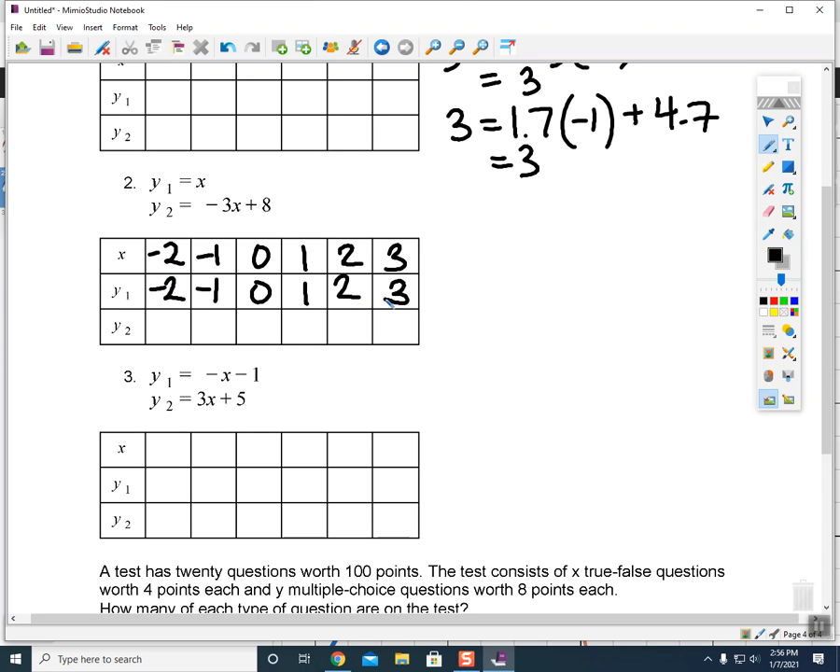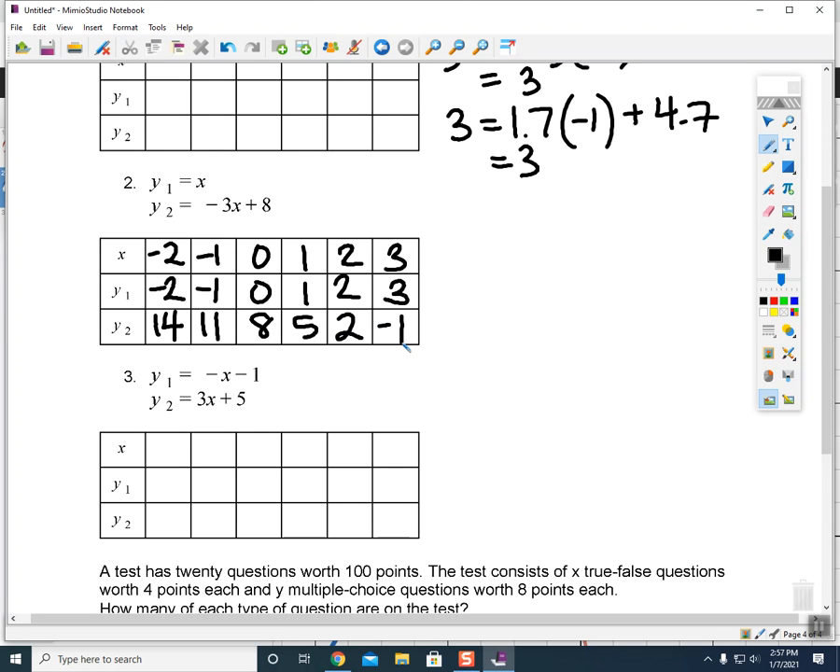Second equation is -3x plus 8. So when x is -2, I would have -2 times -3, which is a positive 6. And then 6 plus 8 is going to be 14. And I know that the slope of this one is -3. That means that my values are decreasing by 3 every single time. So I can just subtract. So my next one then is going to be 11. At 0, it's going to be 8. Another 3 is going to be 5. 3 more is going to be 2. And then 3 more from that is going to be -1.